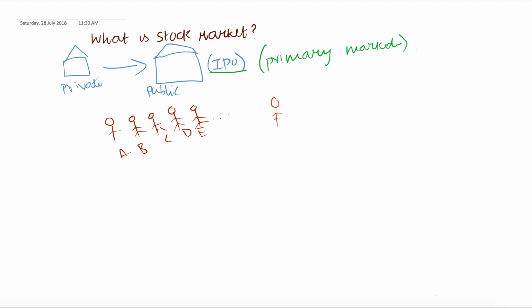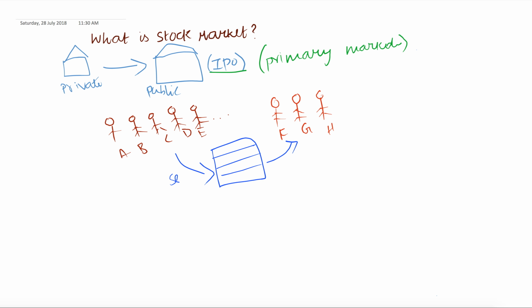If there are some other public people who are eager to buy stocks of the company, for example we can name them F, G and H, they can't buy directly because the IPO has already expired. Now they can buy the stocks of that company via the stock exchanges. A stock exchange is a place where people can buy and sell stocks of a public listed company. So this is the stock exchange. Here people can sell and buy.